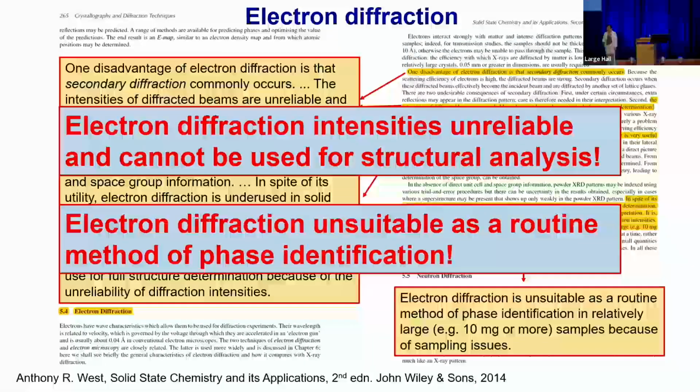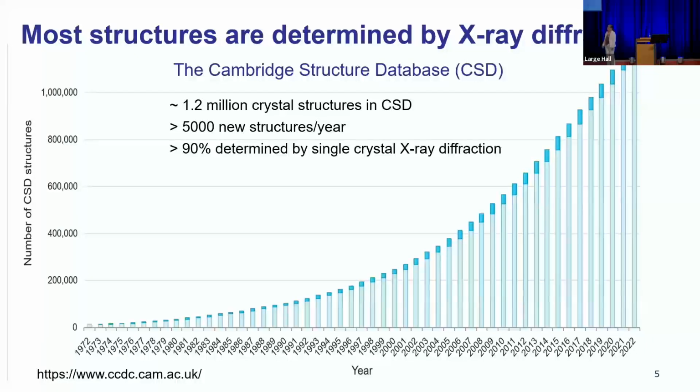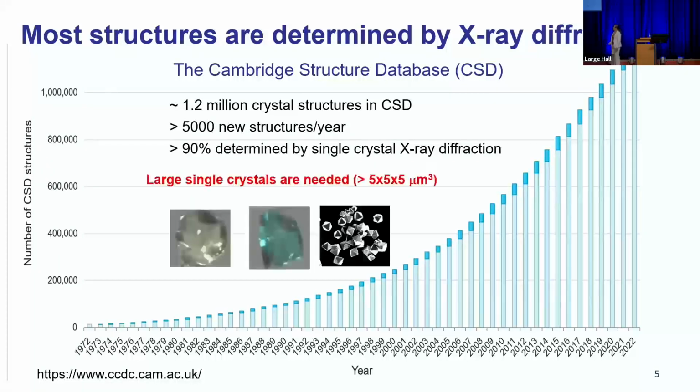That's why today, over 1.2 million crystal structures have been solved and deposited in the CSD database, and most of them were solved by X-ray diffraction. However, there is a problem with X-ray diffraction. We need large crystals, and it's not always easy to get large crystals.